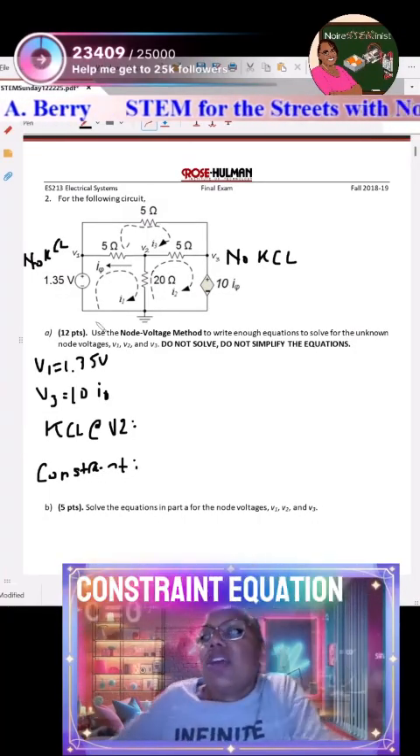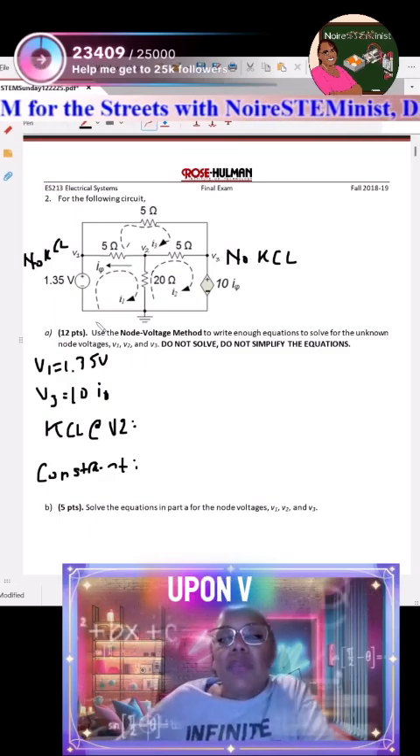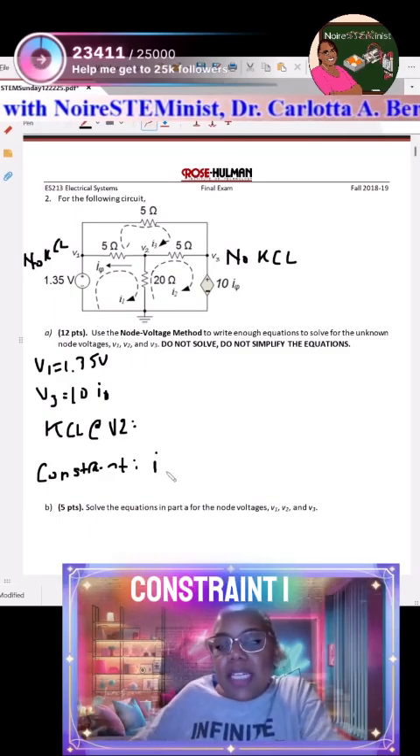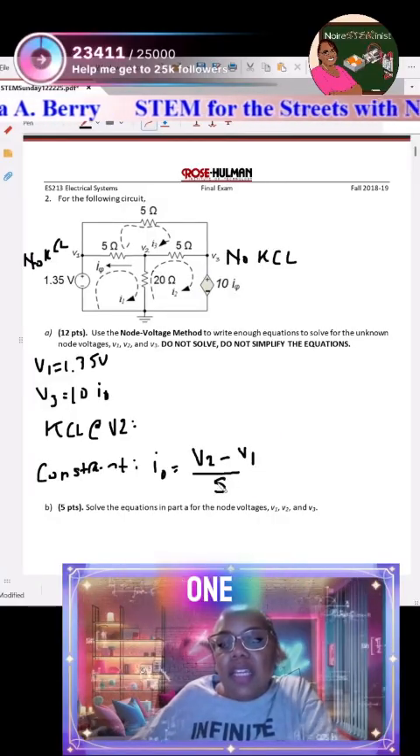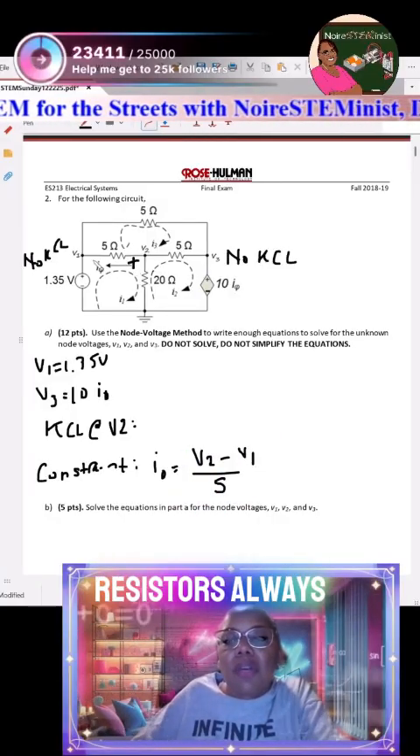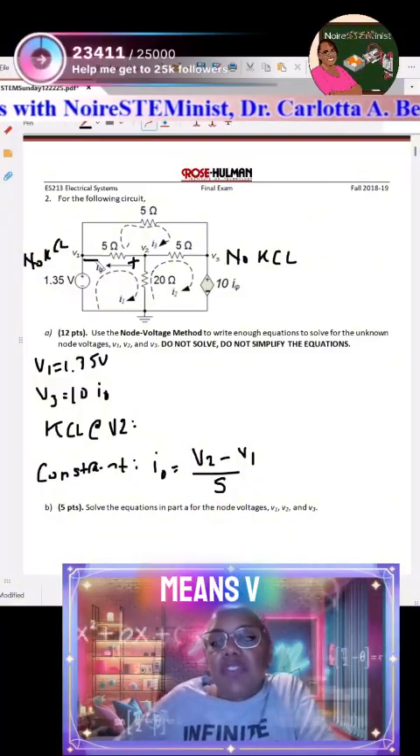So now the constraint equation is based upon V1 and V2, so the constraint I naught is going to equal higher potential V2 minus lower potential V1 divided by 5. That's Ohm's law. Resistors always drop voltage, so the current flowing to the left means V2 is a higher potential than V1.